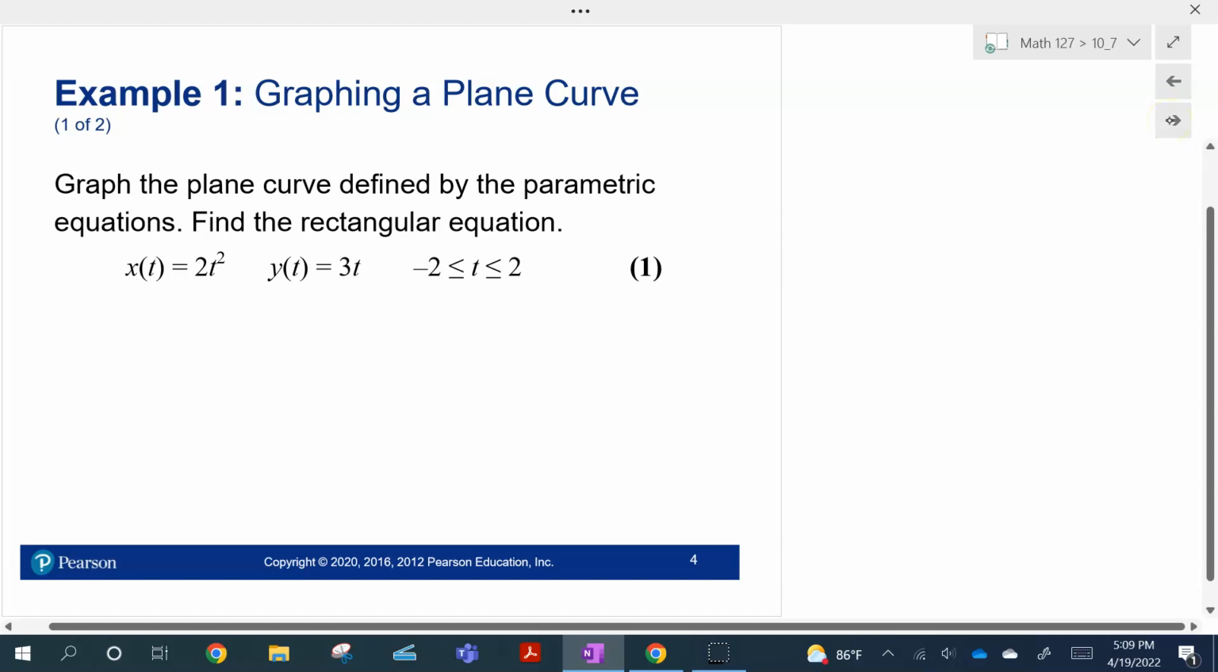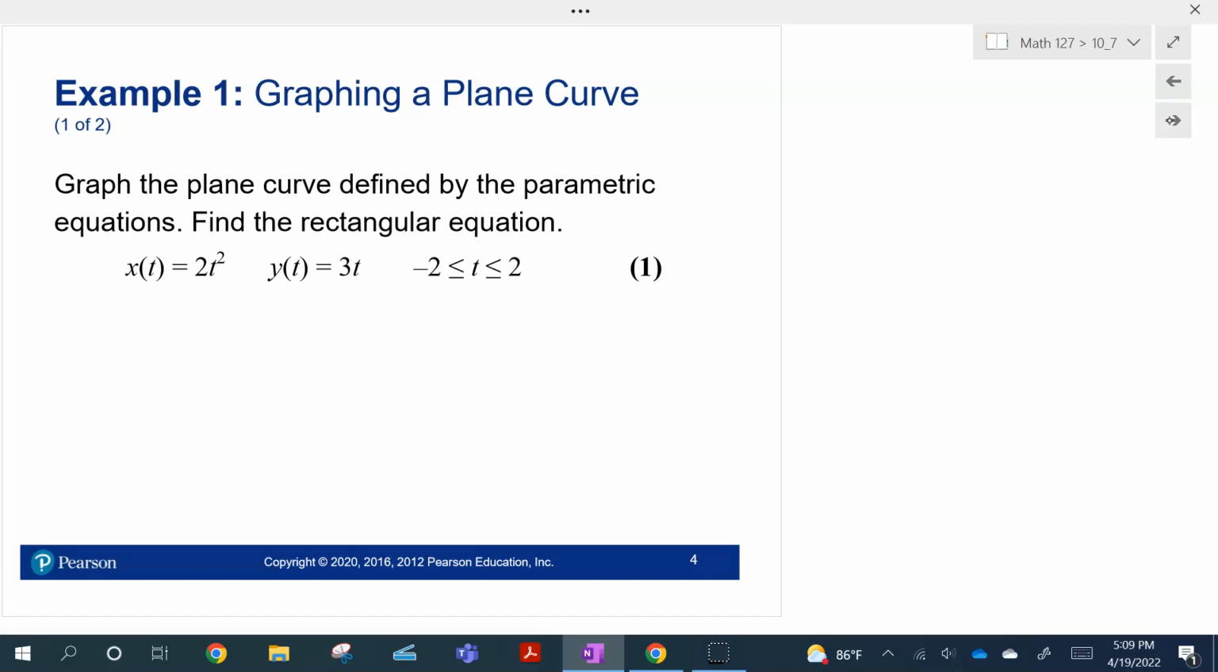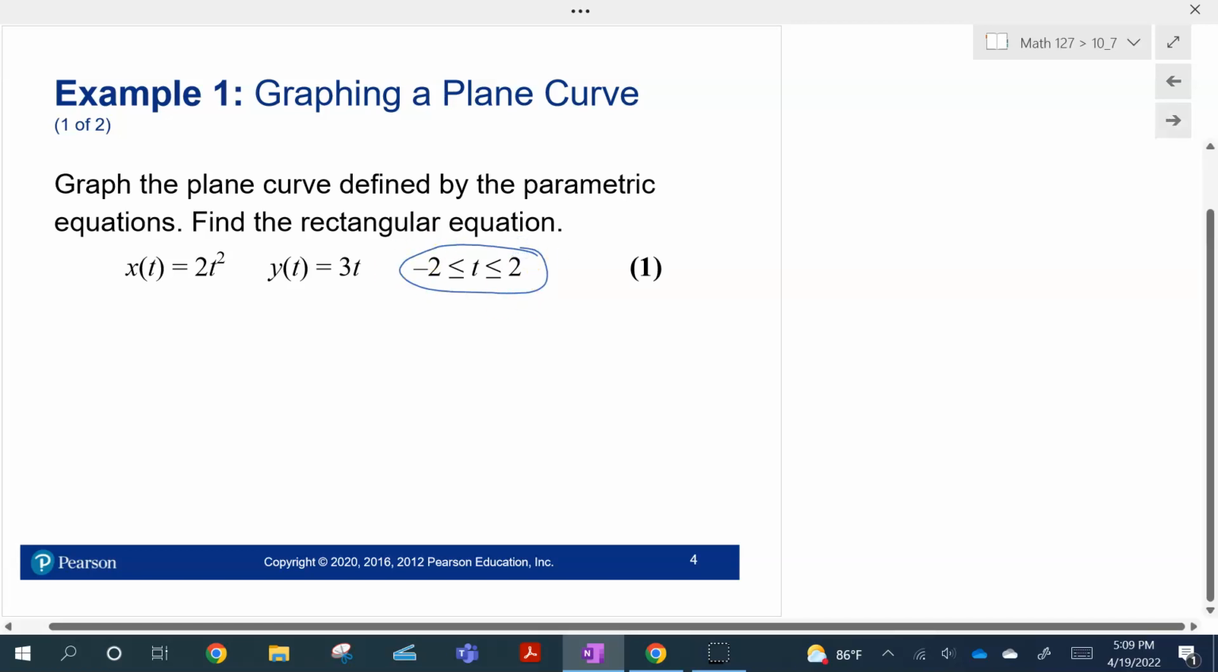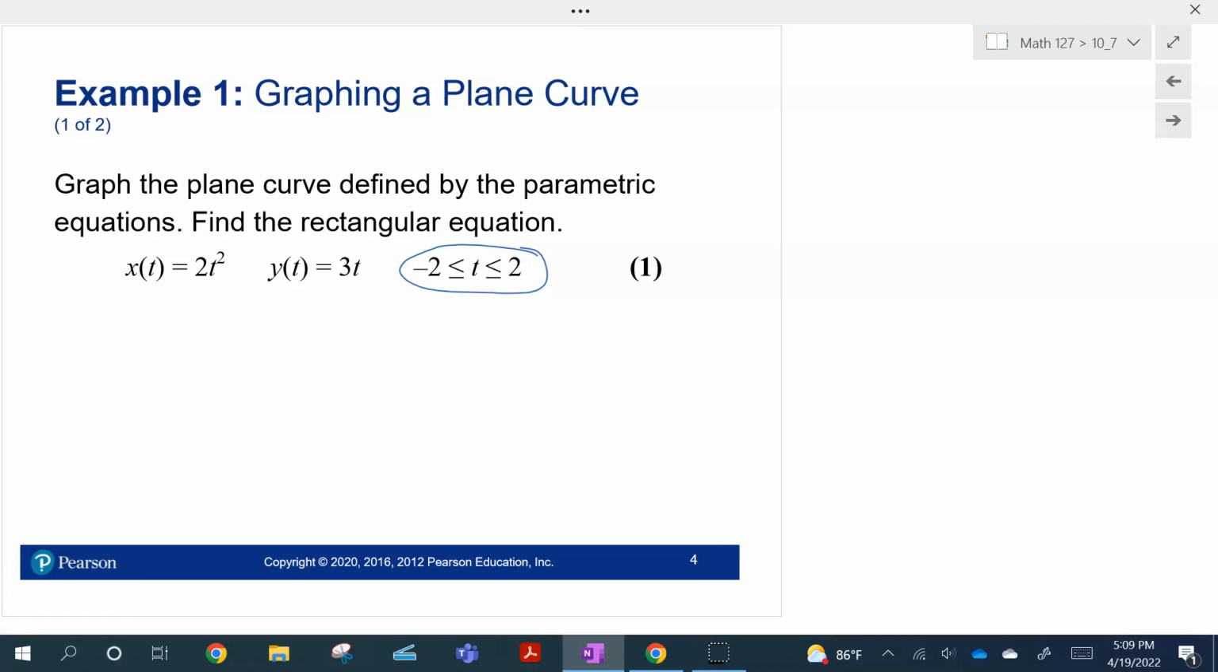So let's start out here. Here are our parametric equations. x is equal to 2t squared, and y is equal to 3t, where t is defined between -2 and 2. What we're going to do is set up a table listing some choices for the parameter t and then the corresponding x and y values, and then plot those points. So let's go ahead and set this up.